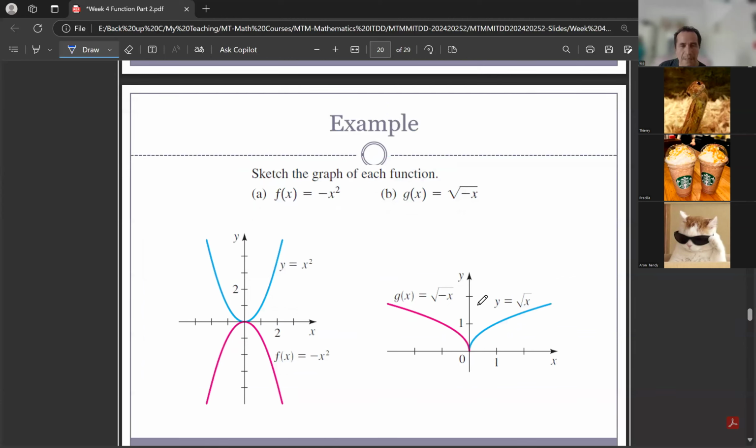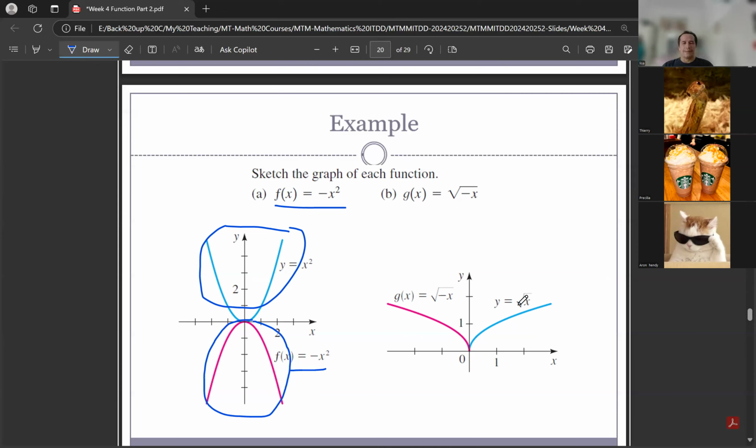Okay, this is an example of how to look at reflecting. This is the original, the blue curve. If we want to get the other one, the function must be multiplied by -1. So we have the graph of the function in red, and this is -x squared.